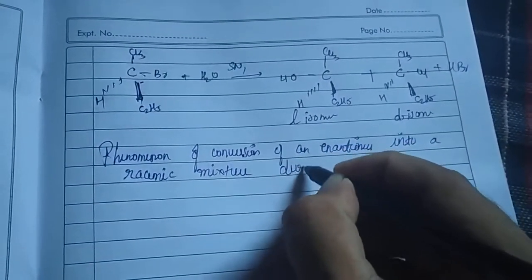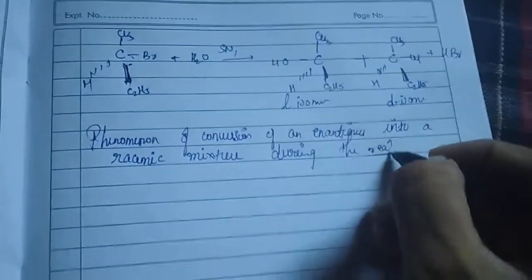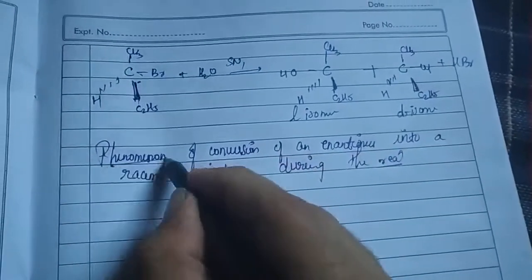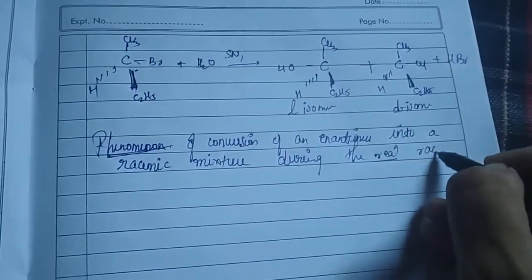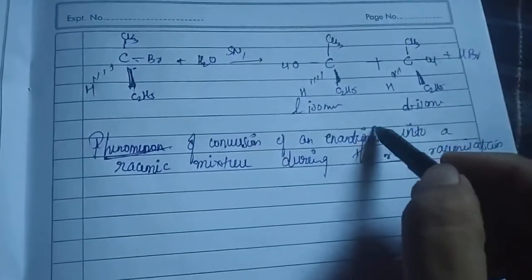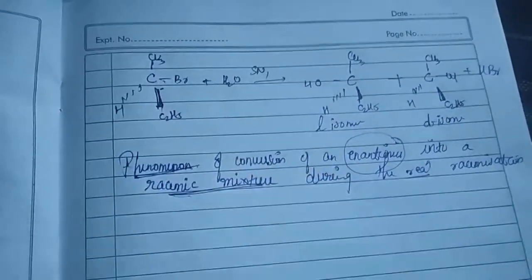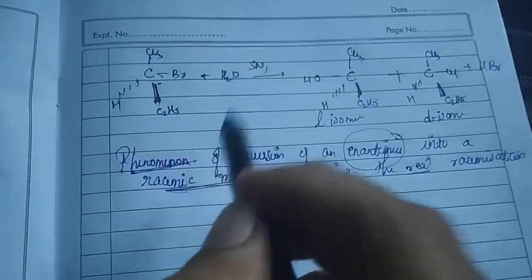During the reaction, that phenomenon will be called as what? Racemization. So one enantiomer, what do I do, I am converting it into a racemic mixture.